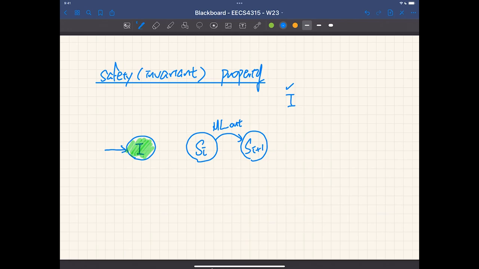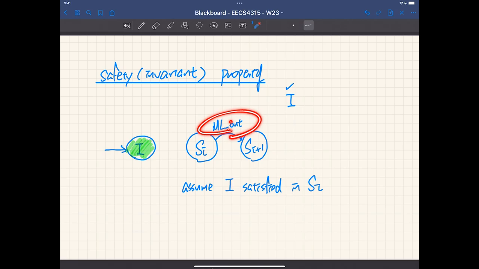Now, what did we do in 3342? I'll remind you quickly. We assume the invariant property I is satisfied in S_i. That's a very important assumption. Then we figure out the before-after predicate, if you remember that term, for whatever event it is, do some substitution, and prove that the invariant property is satisfied again in the next state. All right. Then you want to prove that the same invariant property is also satisfied in S_(i+1).